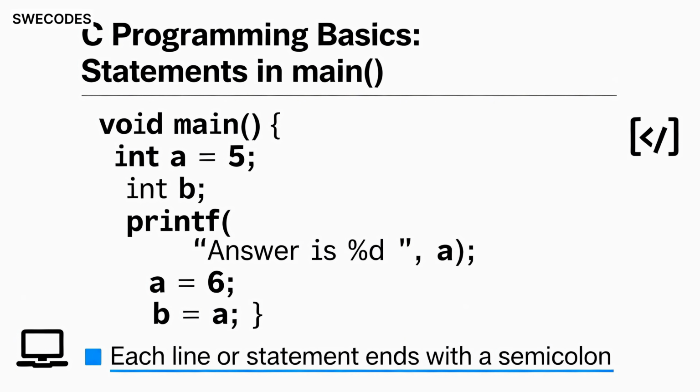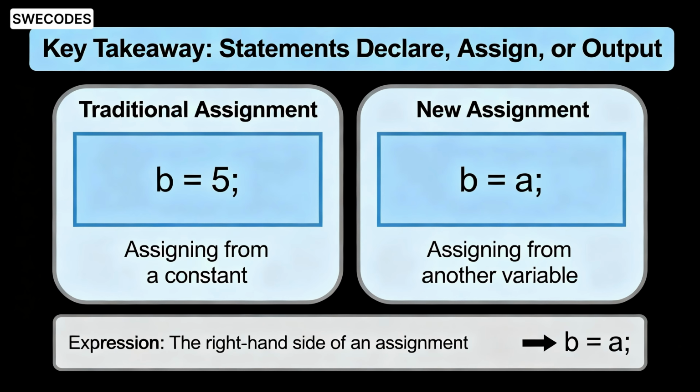Here's an example: void main, int a equals 5, int b, printf "answer is %d\n", a equals 6, b equals a. Each line or statement ends with a semicolon. Statements do something: declare, assign, or output.